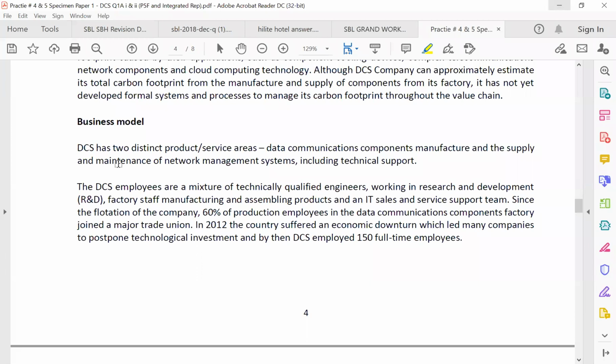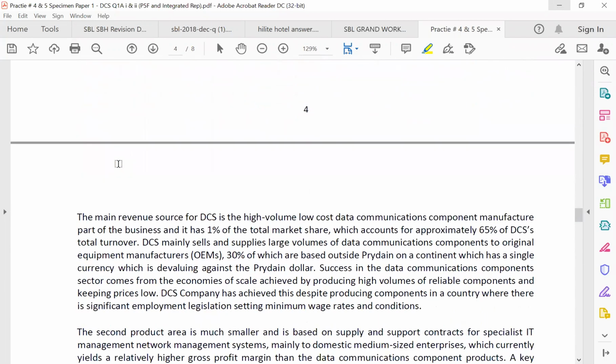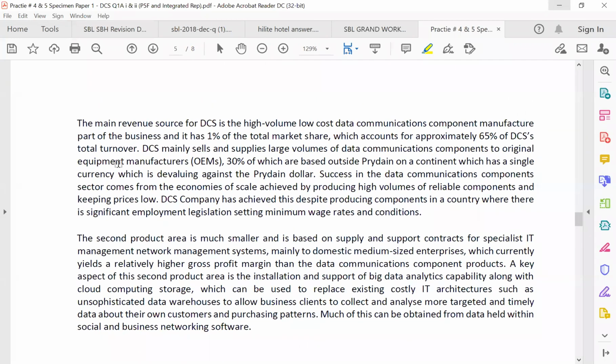Since the flotation of the company, 60% of the production employees in the data communication component factory joined a major trade union. In 2012, the country suffered an economic downturn, which led many companies to postpone technological investment. And by then, DCS employed 150 full-time employees. The main revenue source of DCS is the high volume, low cost data communication component manufacturing part of the business, and it has 1% of the total market share.